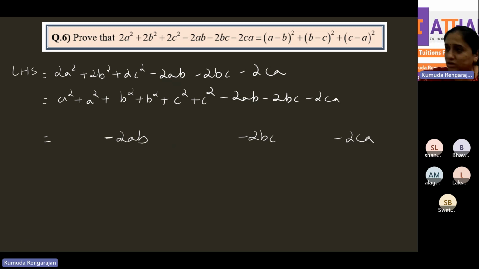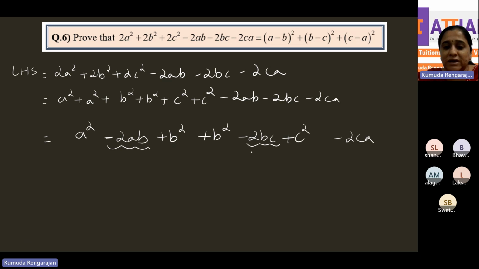Now, if it is minus 2ab, I should take up a square plus b square here, because then only it will be minus 2ab in the middle. Then if it is minus 2bc here, I must take one b square term and one c square term. Then only the middle term will be minus 2bc. And then if it is minus 2ca here, I must take one c square term and a square term, c square plus a square. Then only I'll get the middle term as minus 2ca.